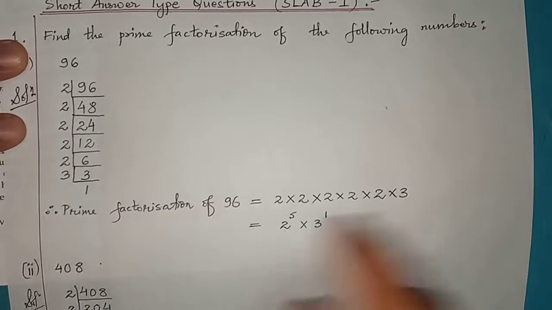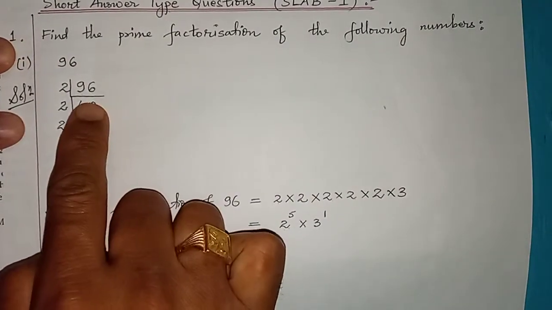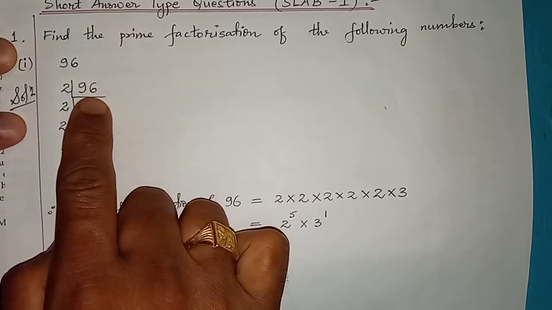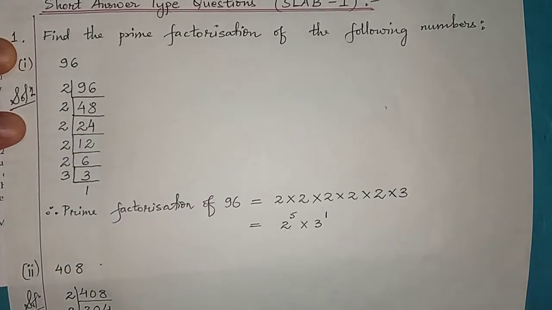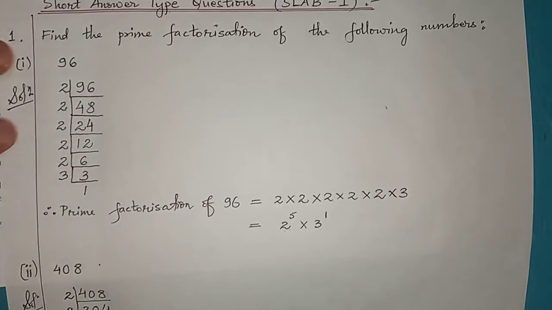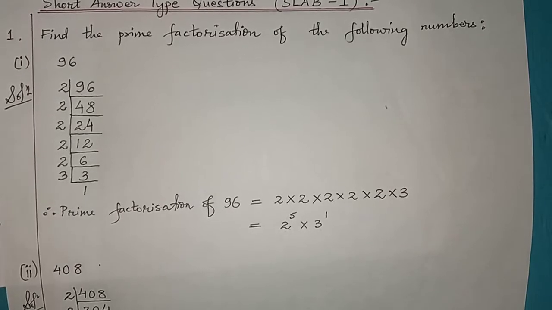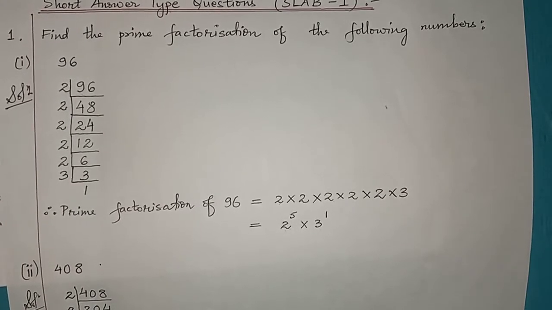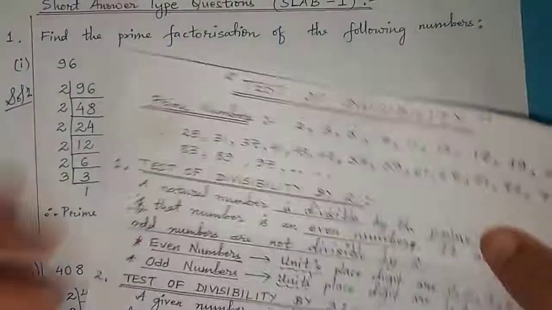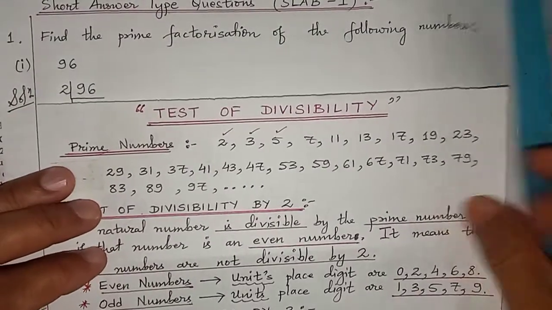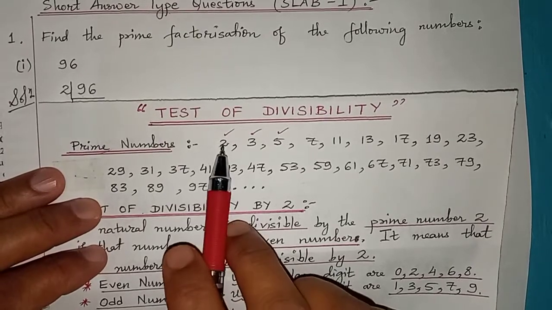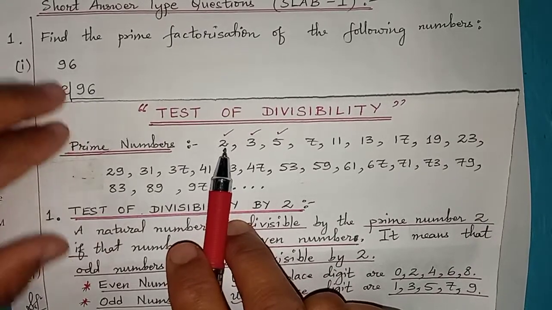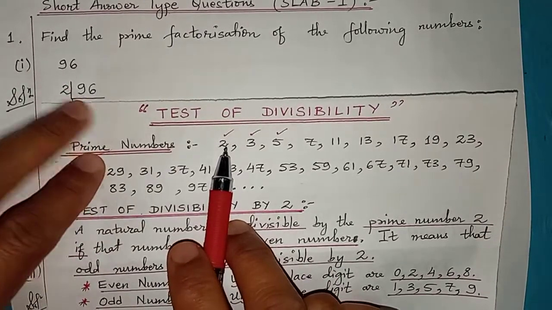See, 96 is the given number. If you have seen the previous video carefully, then you'll know that in all prime factorization you should divide only by prime numbers. And as I told you in the last video, you have to memorize all these prime numbers, and we should always start by dividing by the first prime number, 2. So this is 96 and we start to divide by 2.